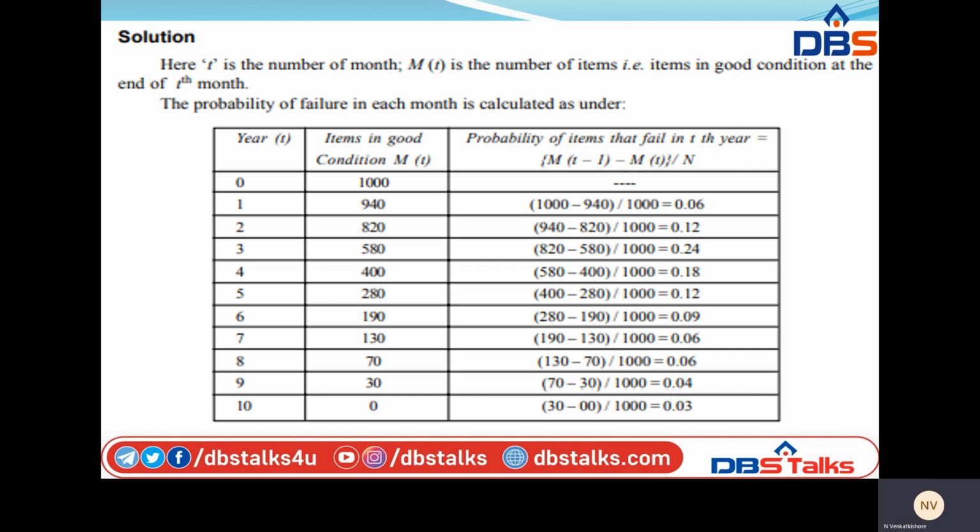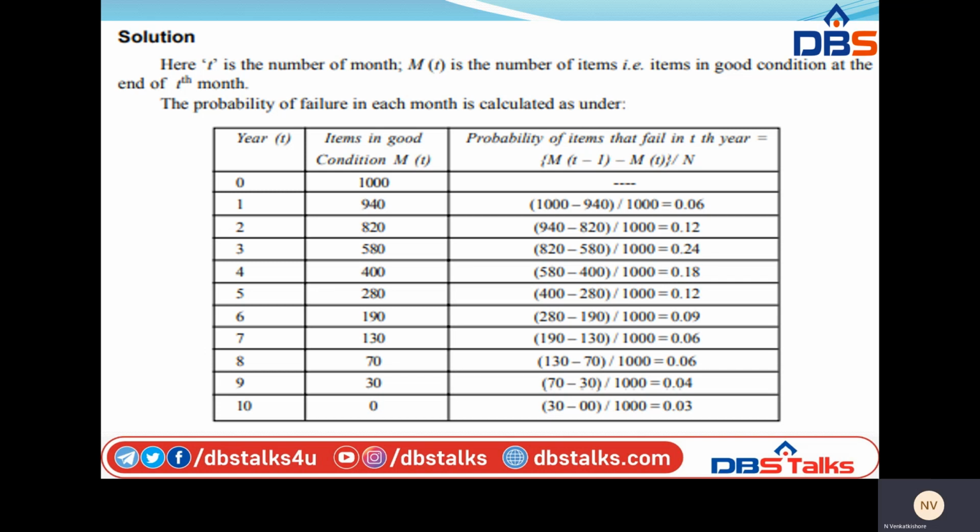That is 0.1. Next, third year 580. Originally up to the second year only 820 were presented. In that, only 580 is in good condition. So 820 minus 580, how much? 240. So 240 means 0.24. Then 580 is in the working condition in the third year. At the end of the year, 580 is the working condition count.